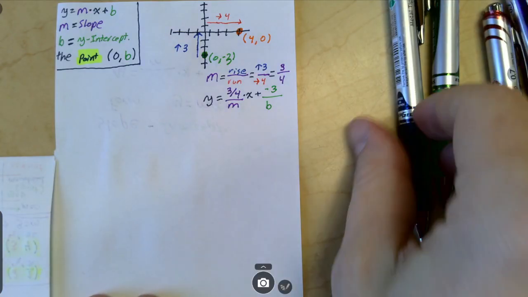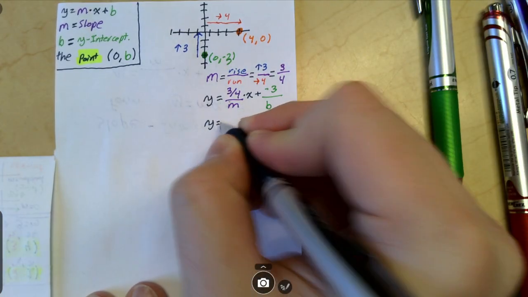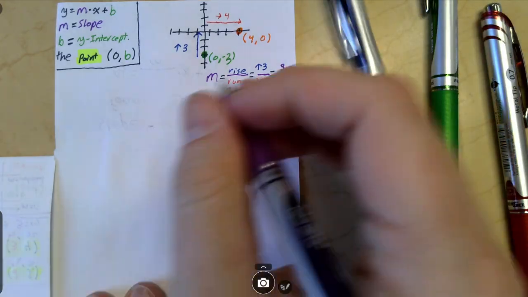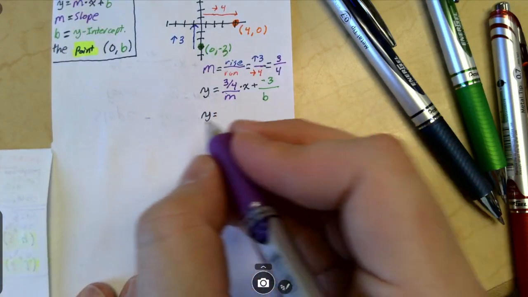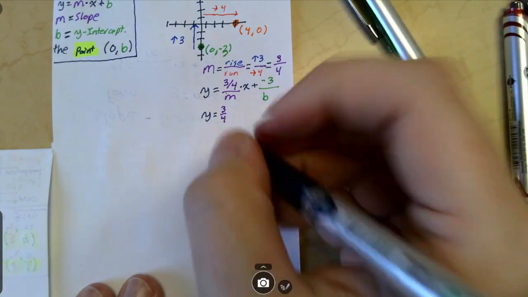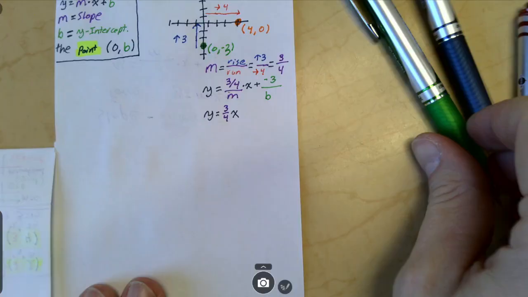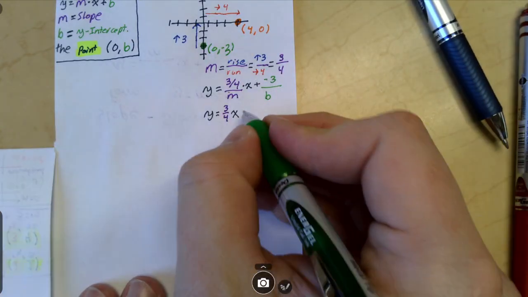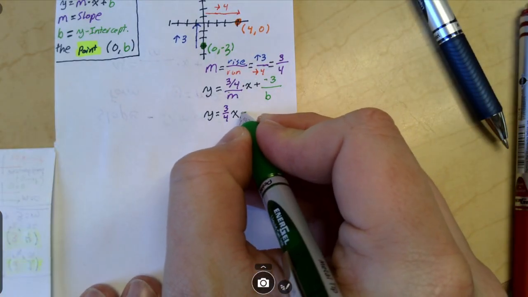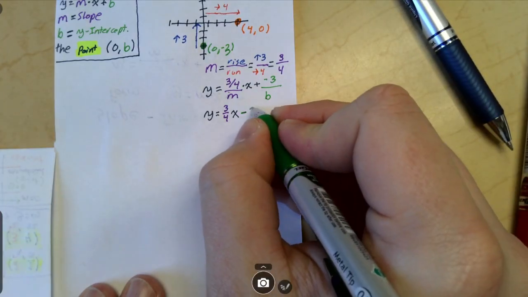So then to write this equation to look nice, we go y equals (3 over 4) x. And because that's a negative 3, if we add a negative number, it's the same as subtraction. So we go minus 3.